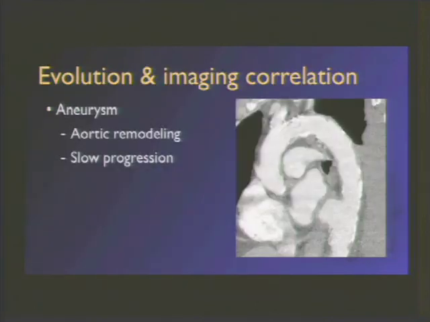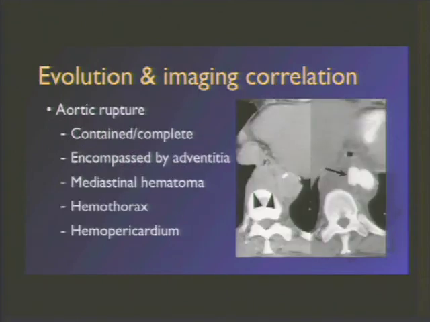Here's another case of a different evolution, of a patient with a prior penetrating ulcer who developed a saccular aneurysm. This is a well-known evolution of this entity as well. Another one is the aortic rupture. Again, it could be contained or it could be total rupture. In this case, I'm showing you a case of a contained rupture.